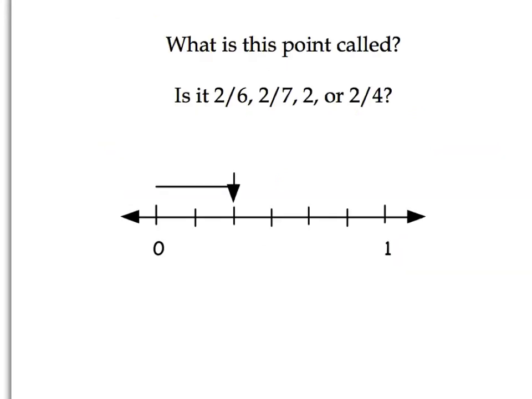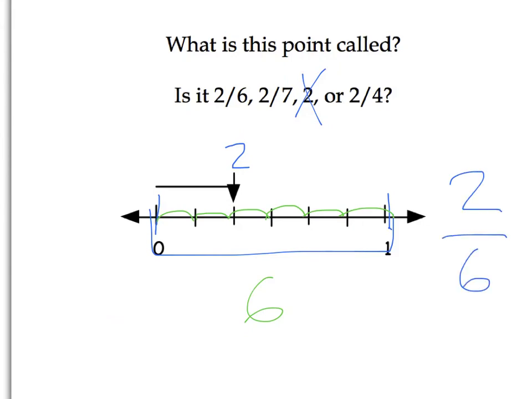All right, in the last slide here, what is the point called? So is it 2/6? Is it 2/7? 2 or 2/4? Well, let's see. First, it's between 0 and 1, so it's definitely not going to be 2. Now we have to decide, where is this at? It's the second spot out of how many? So remember, the first number tells us how many we went. Out of the second number is telling us the total. Let's count them. We have 1, 2, 3, 4, 5, 6 sections. So it's out of 6. So my fraction here would be 2 out of 6. Another way to call that is 1/3.